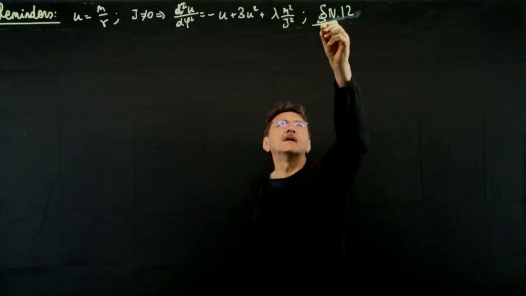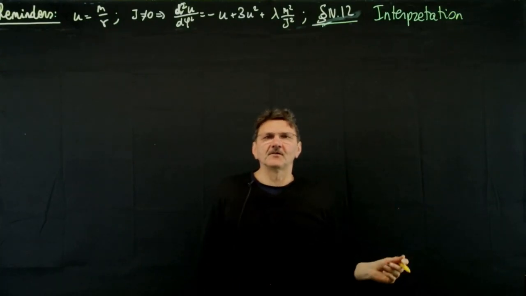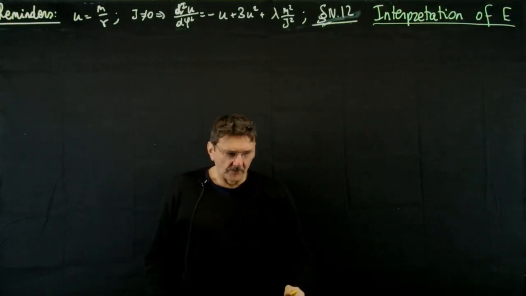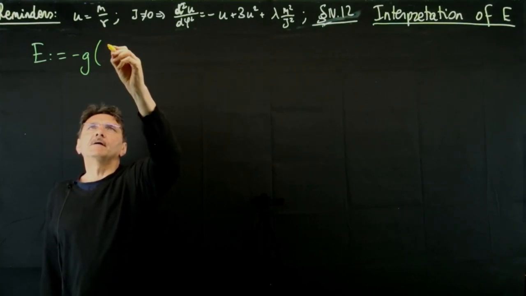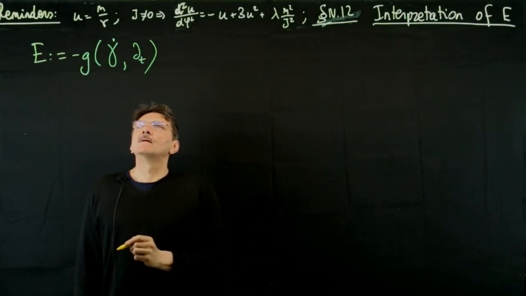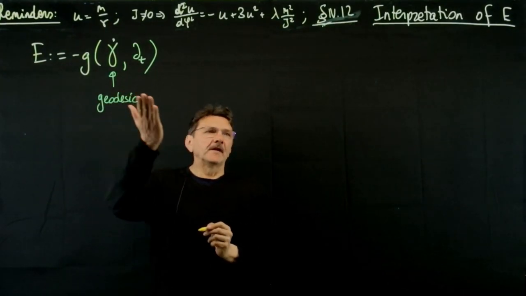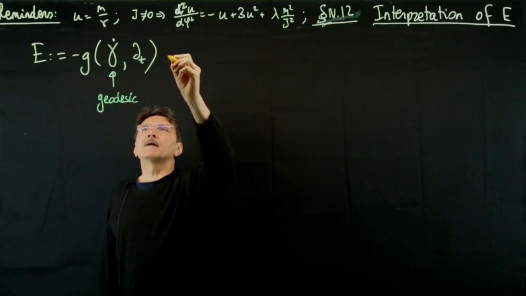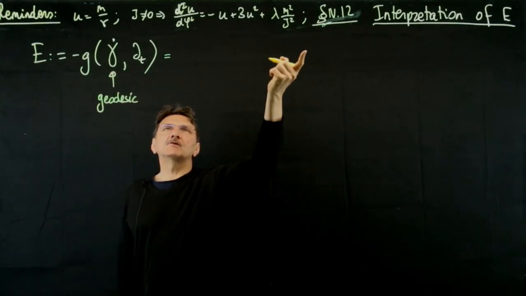So 412, interpretation of E. I've already used the name energy, so let's see what this has to do with energy. Now E was minus the scalar product of the tangent to a geodesic and the Killing vector dt. So this is a geodesic. We know just by the argument we went through, or from our Lagrangian thinking, that this is constant along the geodesic.